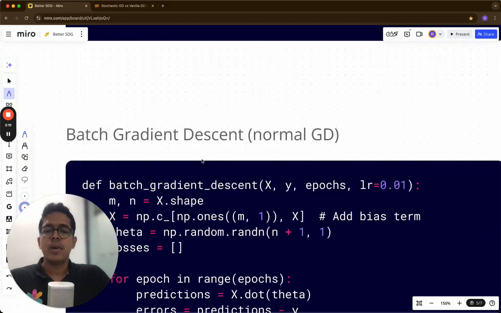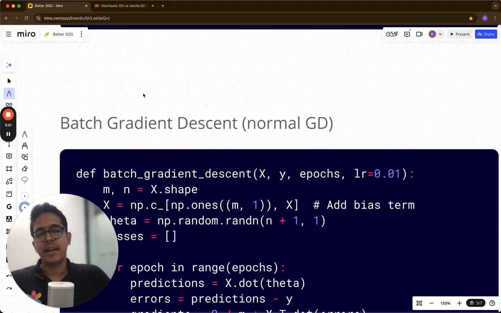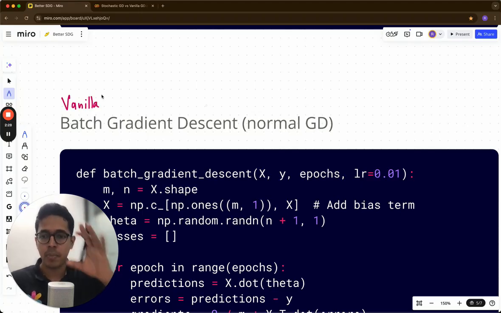Now let's go through the block of the normal batch gradient descent or vanilla gradient descent, right? We discussed that vanilla gradient descent or batch gradient descent is exactly the same as the normal gradient descent that we have been talking about. It is not stochastic gradient descent. It's gradient descent where nothing special is done.